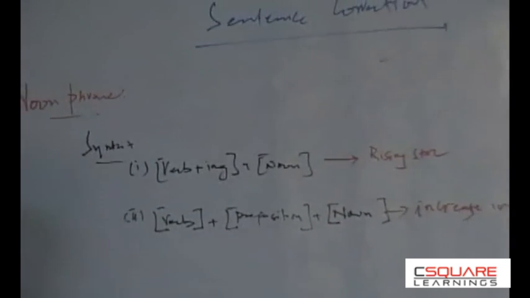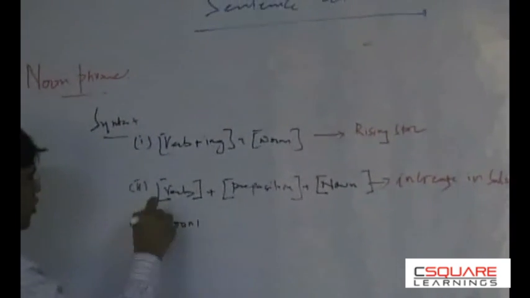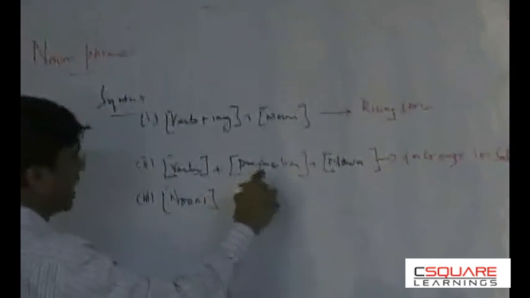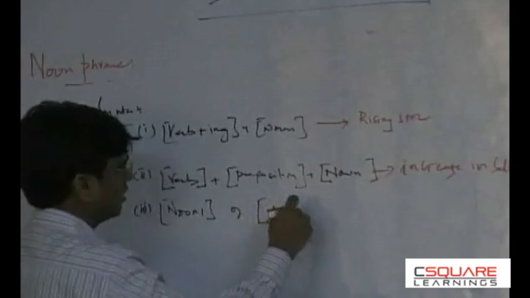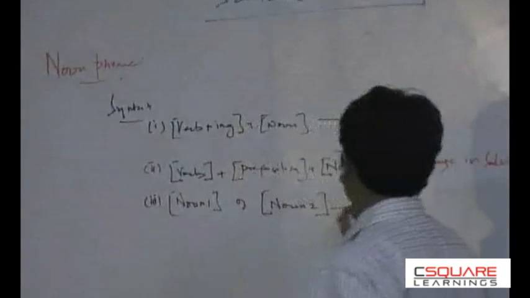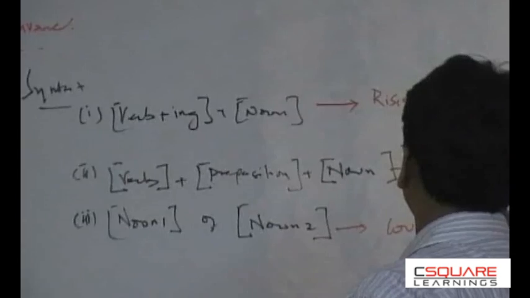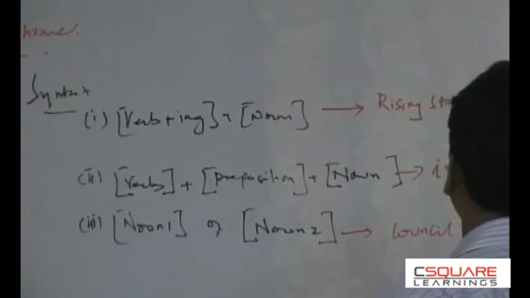And there's a third thing as well, that is noun 1 of noun 2. For example, let's say Council of Ministers. Right? Council of Ministers. This is an example of another noun phrase.